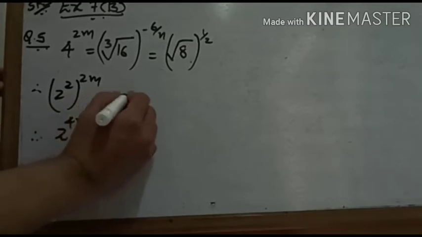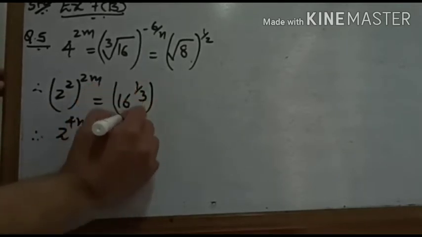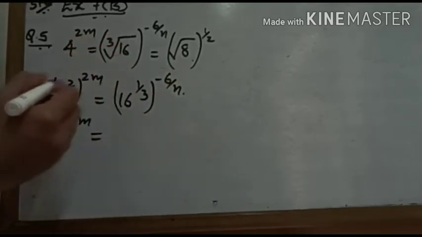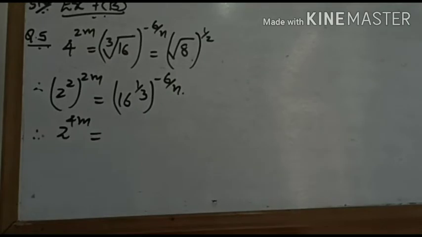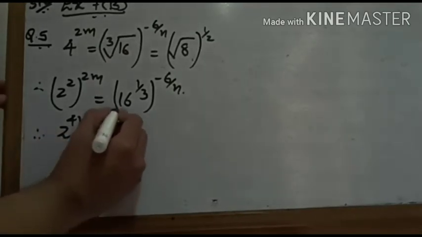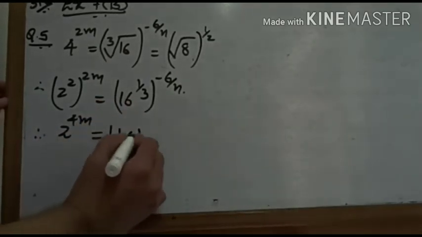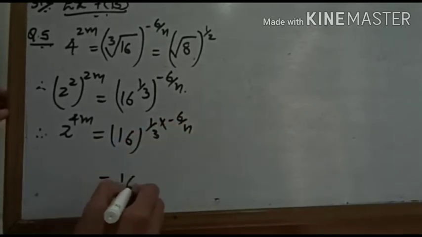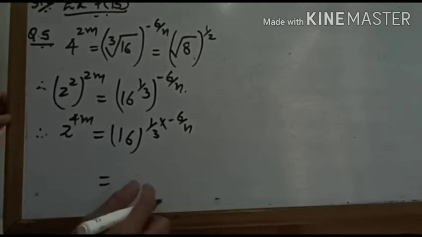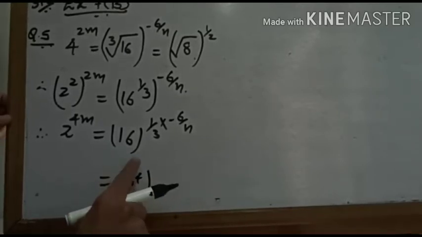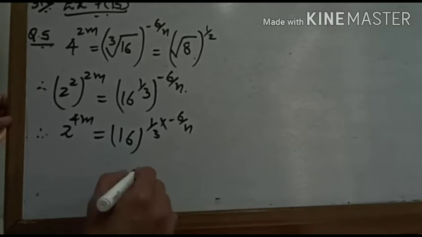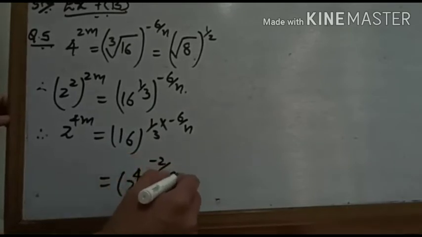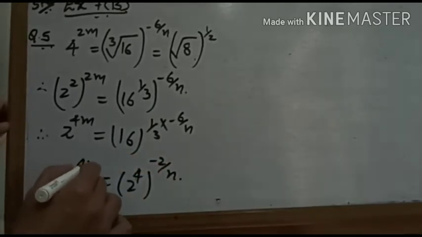What happens here is 16 raised to 1 upon 3 whole raised to -6 upon n. I hope you remember this. Cube root of 16 is 16 raised to 1 upon 3. Now this is 16 raised to 1 upon 3 into -6 upon n. This will look like this. Now of course 16 I will write as 2 raised to 4. 3 and -6 will give us -2 upon n. This was 2 raised to 4m.